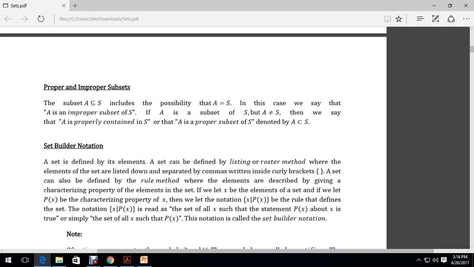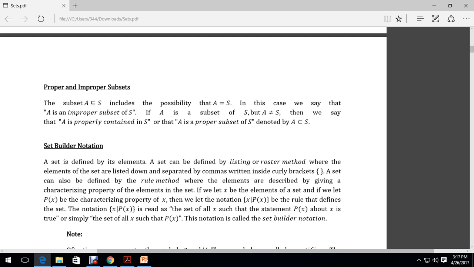That means all the elements in A could be exactly the elements in S, such that A is equal to S, and that means that A includes the possibility that A is less than or equal to S. In this case, again, we say that A is an improper subset of S. If A is a subset of S, but A is not equal to S, meaning that the elements of A are actually less than the actual elements of S, then we say that A is properly contained in S, or that A is a proper subset of S, denoted by this symbol.